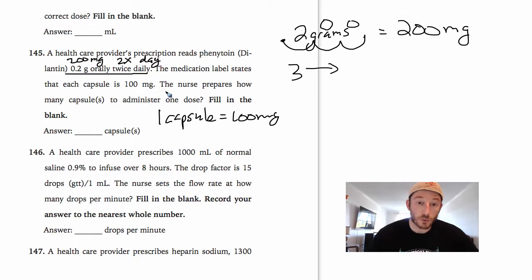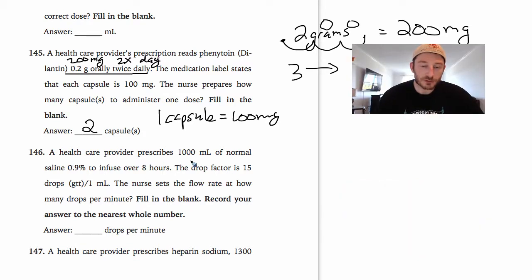So maybe once in the morning, once at night. How many capsules do you administer in one dose? Well, if it's twice a day, we're just looking at 1 time. So in the morning, they're supposed to get 200 milligrams. So if that's the case, you just get 2 capsules. And that's it. Let's move on to the next one.